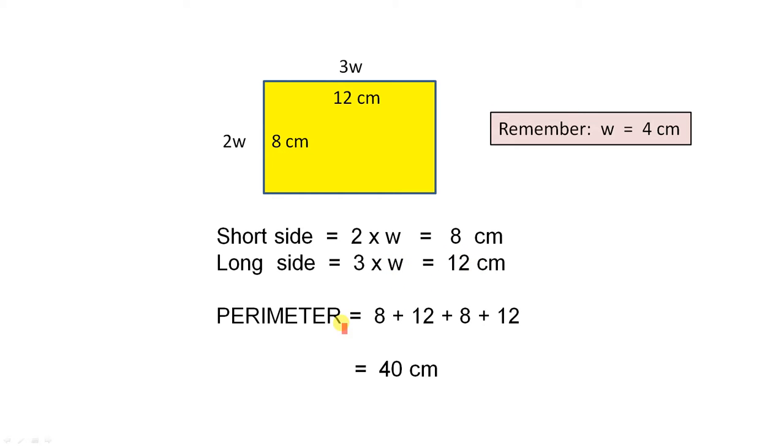So for the perimeter, you just add the 4 sides up. Remember, that one has to be an 8 because it's a rectangle, and that one also has to be a 12. So the perimeter is 8 plus 12 plus 8 plus 12, and that is 40 centimetres.